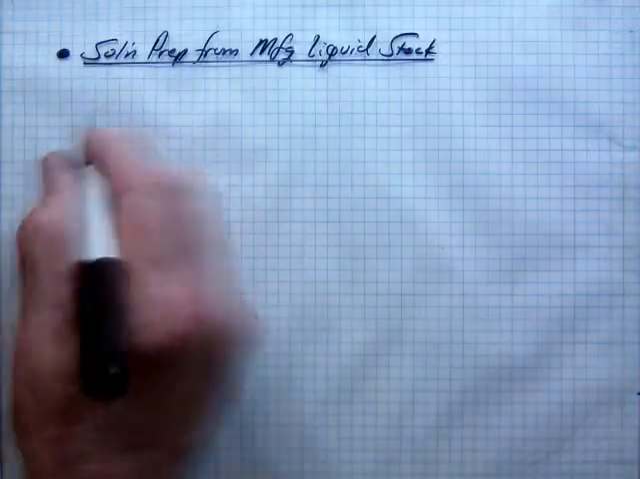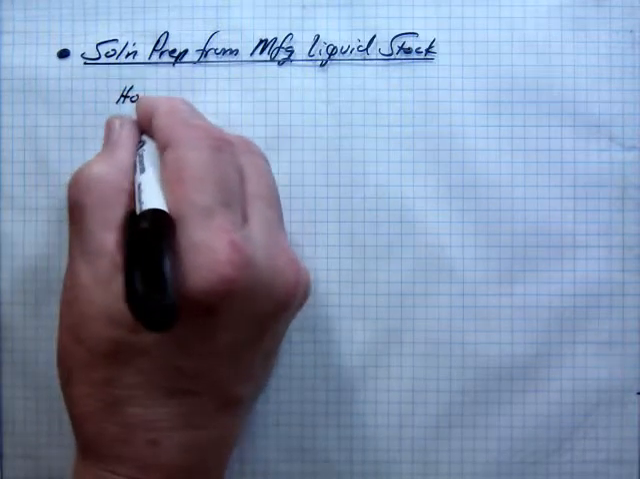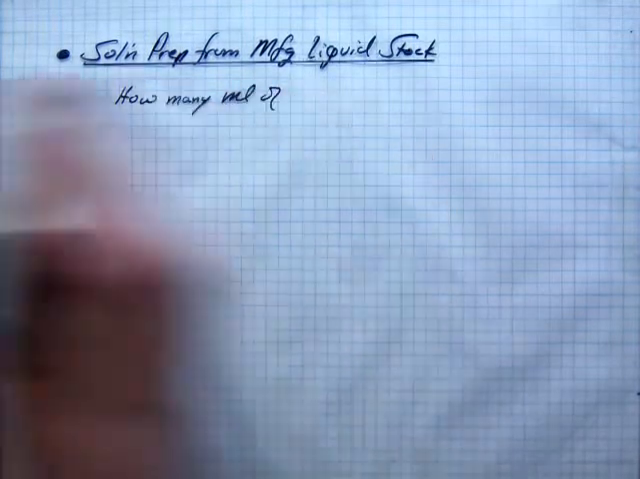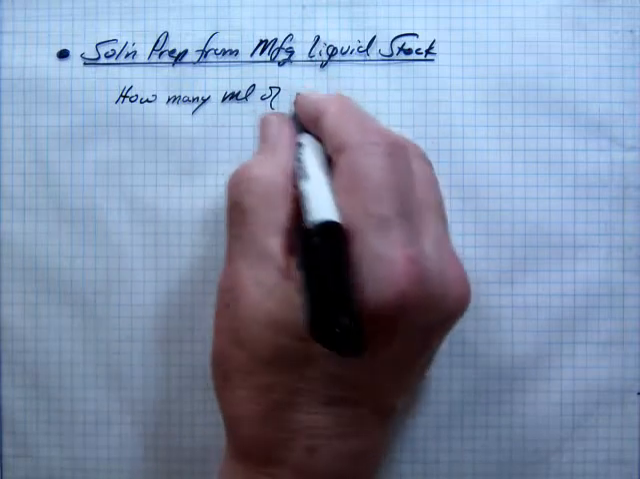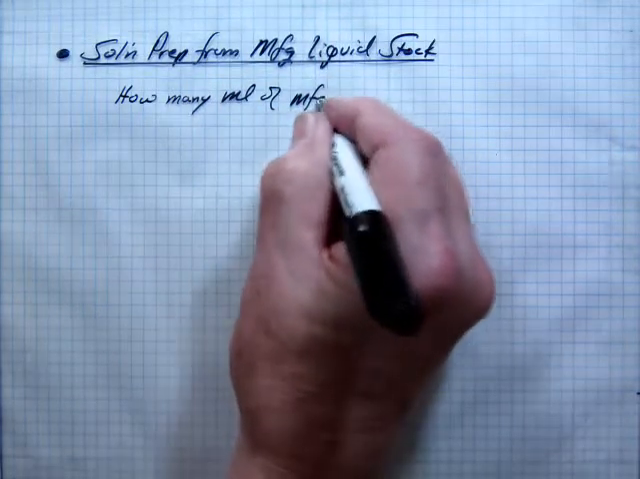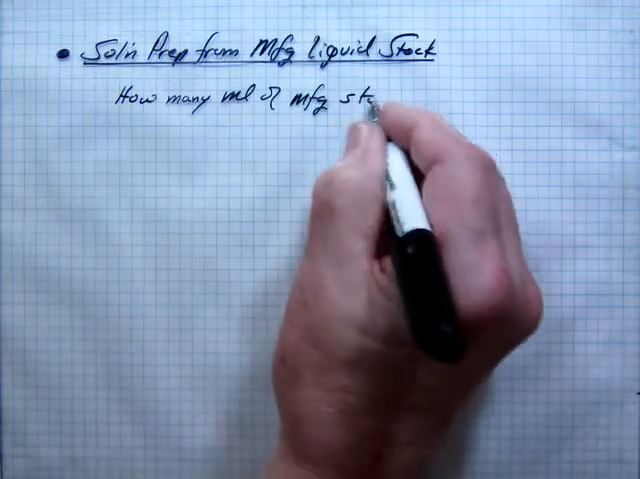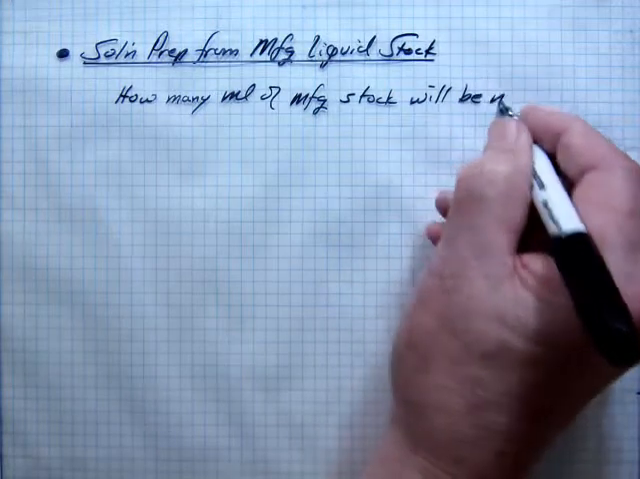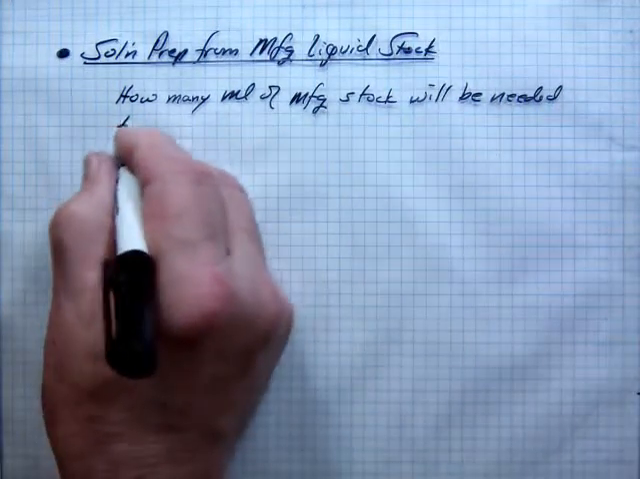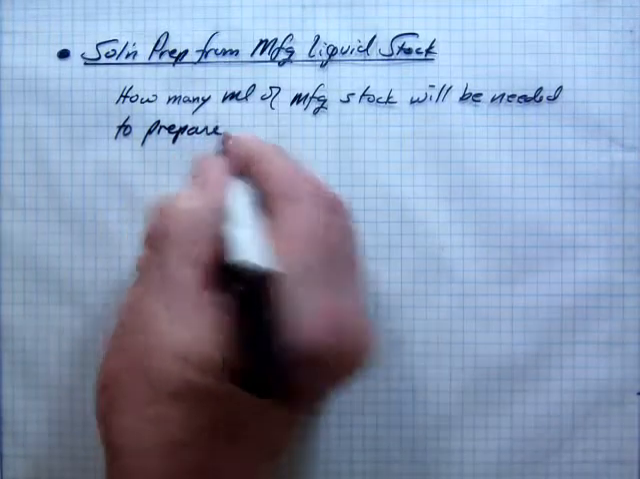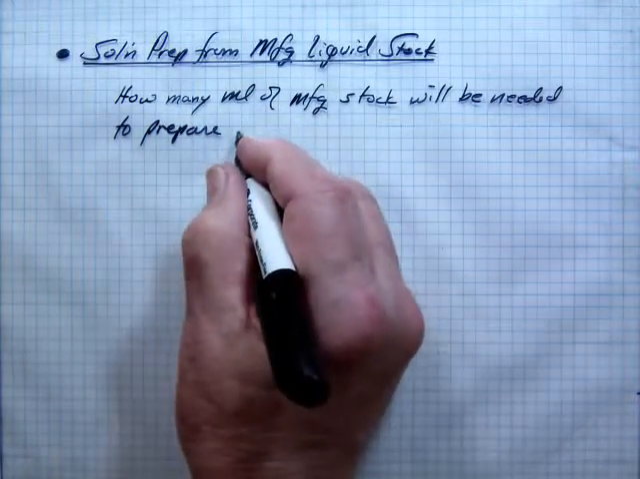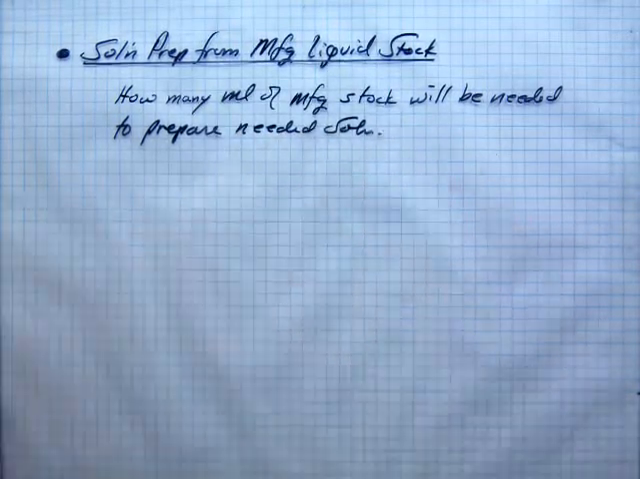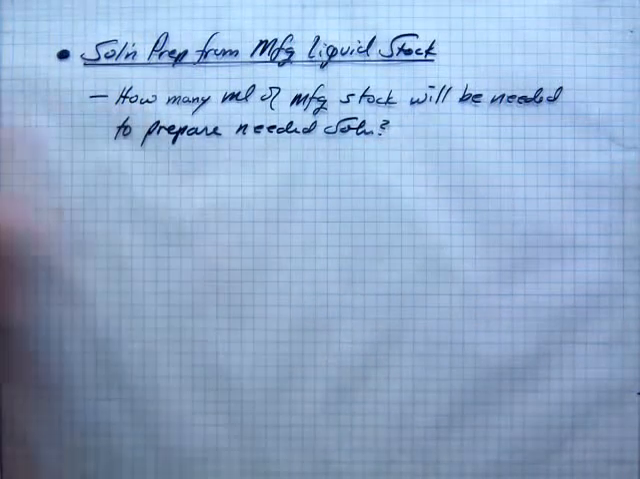So in working with these, the question is how many milliliters, or whatever volume is appropriate, of manufactured stock will be needed to prepare the needed solution. So that's the essence of this section.